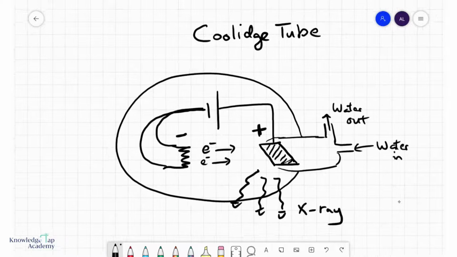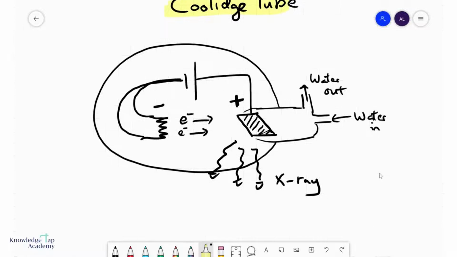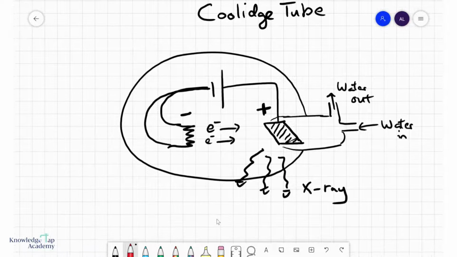In this video, we're going to talk about something called the Coolidge Tube, right? And the Coolidge Tube basically is a device that is able to produce something called X-rays, all right? And these X-rays are then going to fall onto something of a spectrum like this. And from this spectrum, we will be able to identify the nature of this metal over here. And so let us first understand how the Coolidge Tube works.